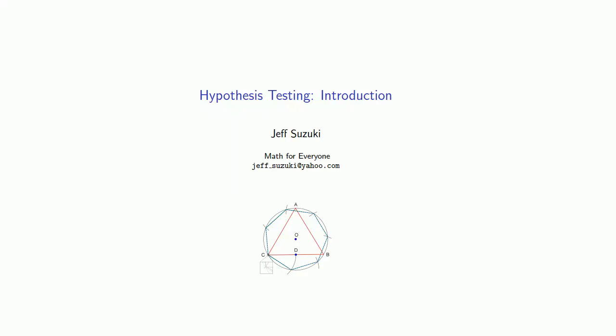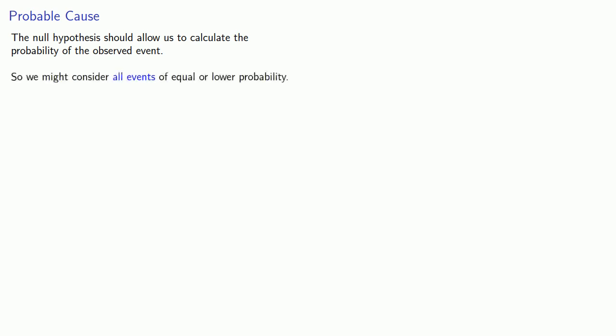So now let's test some actual hypotheses. And so the way we might go about this is that the null hypothesis should allow us to calculate the probability of the observed event. And so we might consider all events of equal or lower probability.